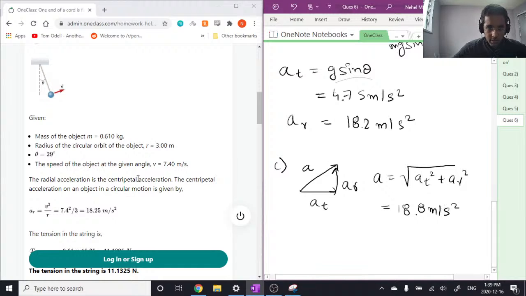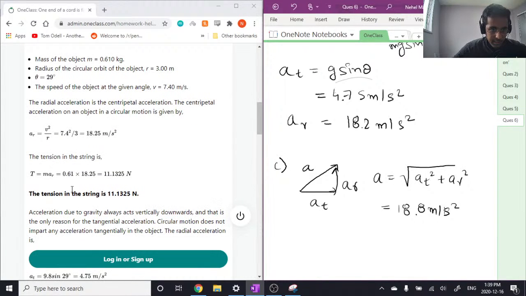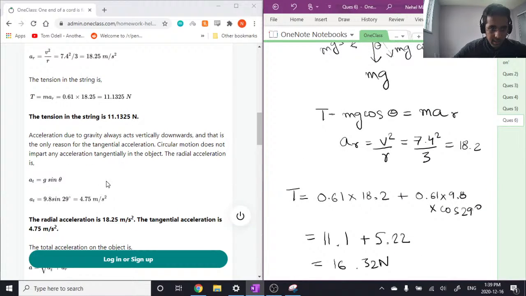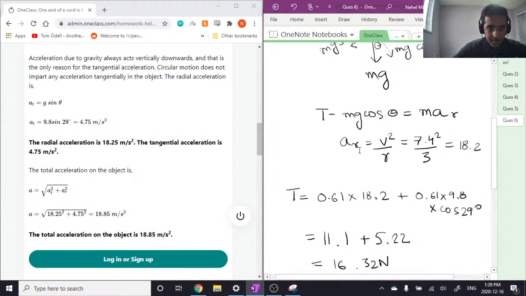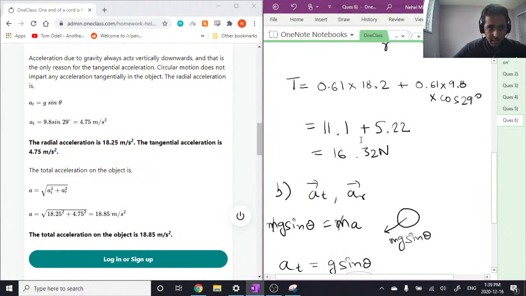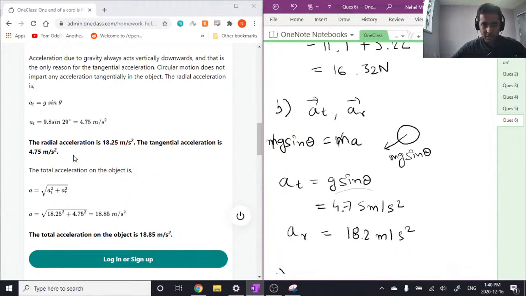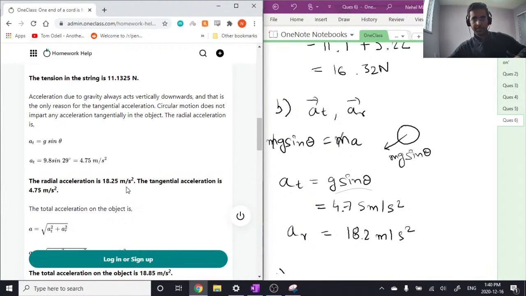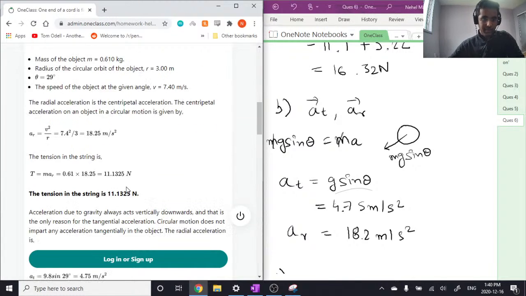So this was correct. They calculated that. The tension they got to be m equals AR, which is incorrect because they did not take into account the mg component, so the mg cos theta component. So this is incorrect. The tangential acceleration is 4.75, so that is correct. And then the final answer is also correct. But the first part, the part where we calculate the tension, is incorrect.